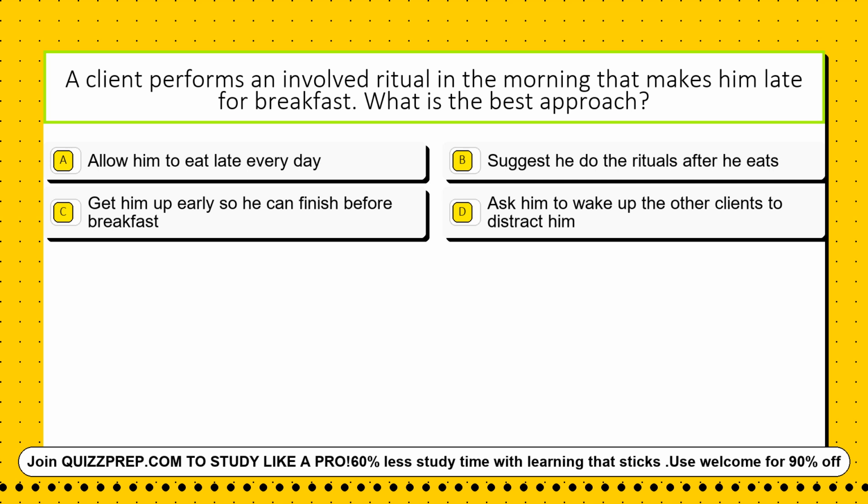Question 62. A client performs an involved ritual in the morning that makes him late for breakfast. What is the best approach? Option A. Allow him to eat late every day. Option B. Suggest he do the rituals after he eats. Option C. Get him up early so he can finish before breakfast. Option D. Ask him to wake up the other clients to distract him.